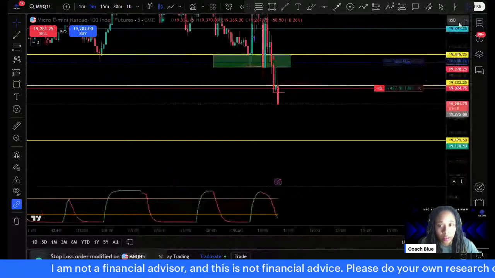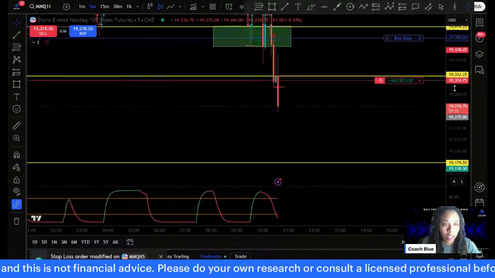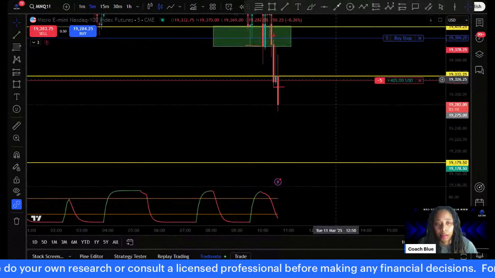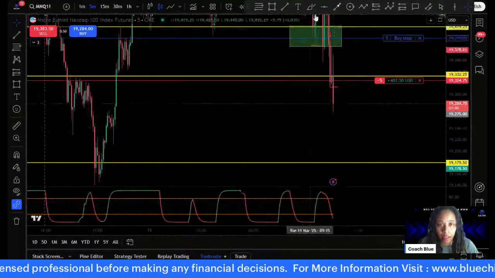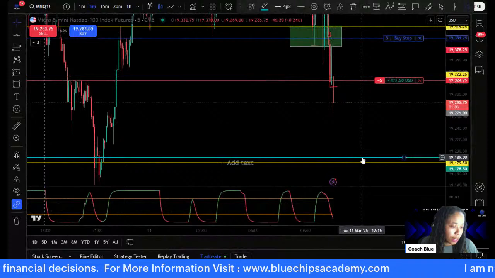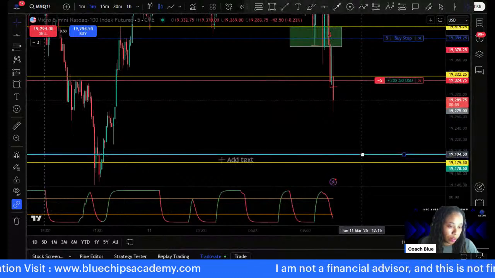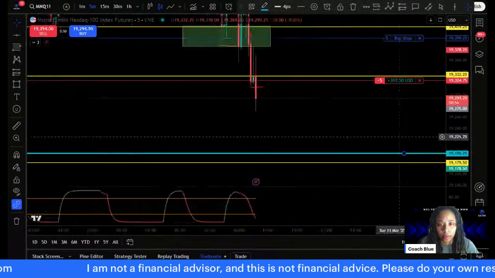19,399.25. So I'm reducing my risk. 19,399.25 is where I'm bringing my stop. TP1 is down here. This is TP1 at 19,196.25. That's TP1 right there.